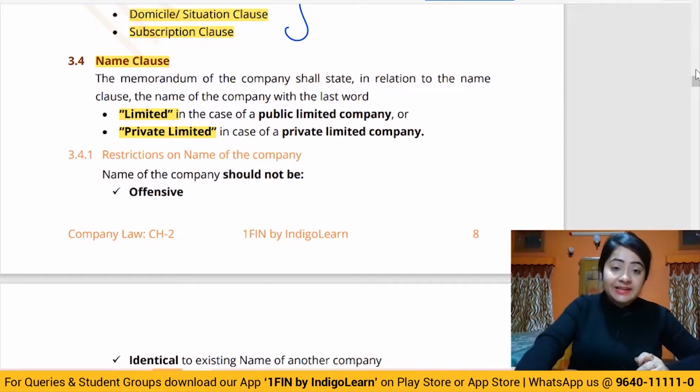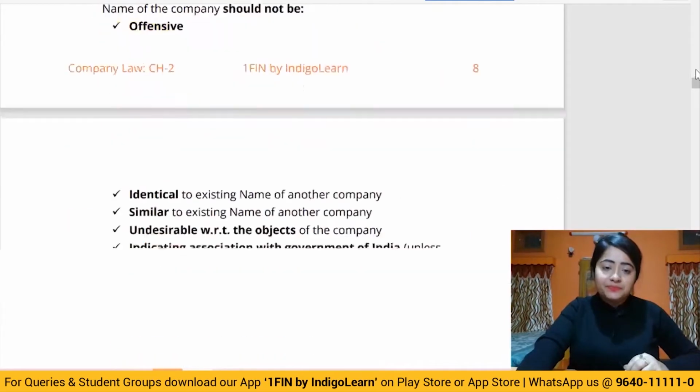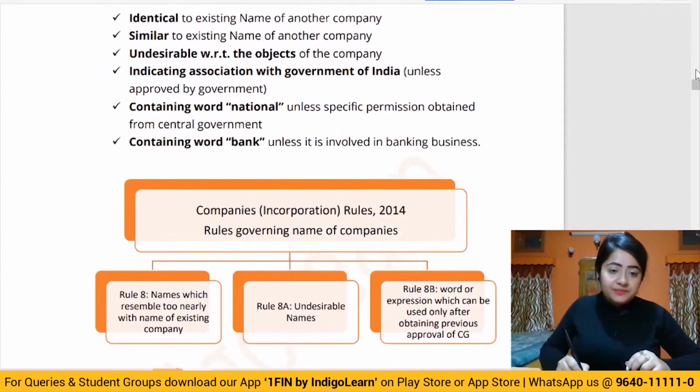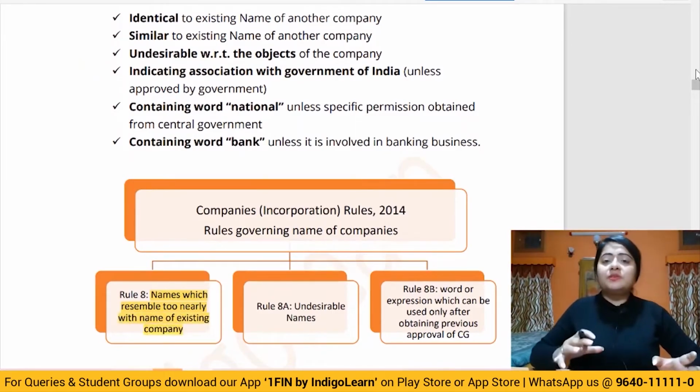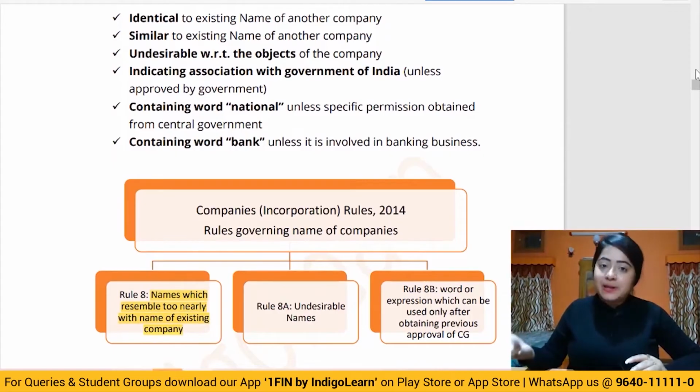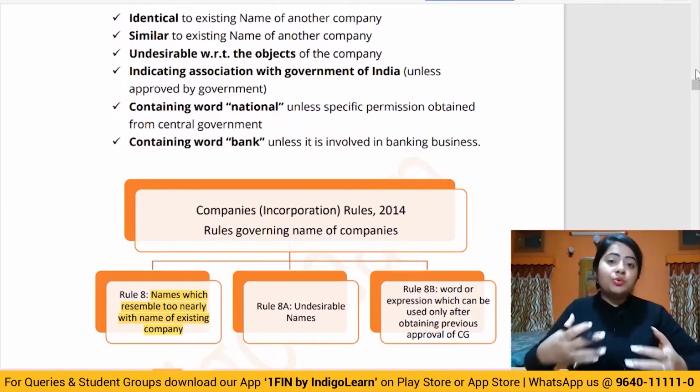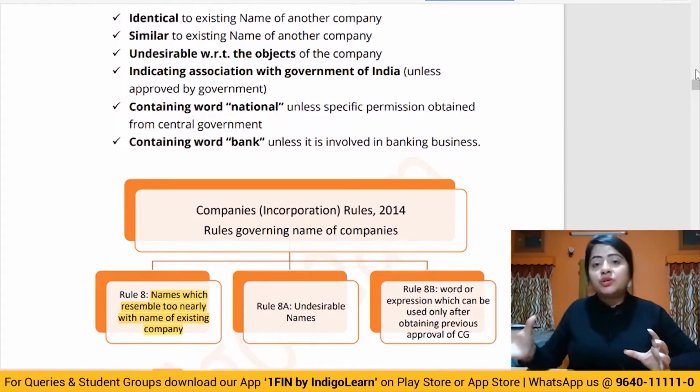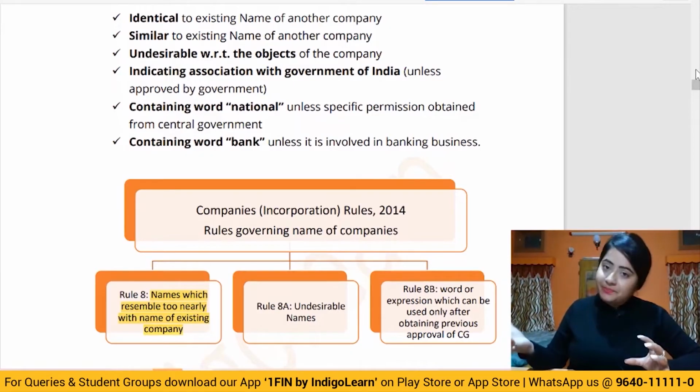The Companies Act has laid down rule number 8, rule number 8A and rule number 8B of the Companies Incorporation Rules 2014, which talk about what kind of names the company can keep. In rule number 8, we talk about names which resemble too nearly the name of an existing company. If there is already a company with a specific name, then our new company's name should not be similar to that existing company's name. Also, it should not be exactly identical.